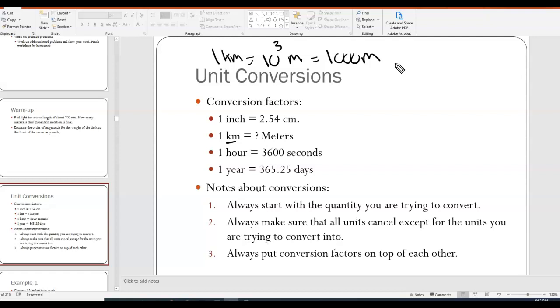1 inch is exactly 2.54 centimeters. That's just a conversion that you should know. 1 hour is 3,600 seconds. An hour is 60 minutes, and each minute is 60 seconds. So 60 times 60 is 3,600. And 1 year is 365.25 days. Now you might ask why the 0.25. It means that every 4 years we end up with an extra day, and the year in which we have that extra day, we call a leap year. So there you go, just some basic unit conversion factors you should know.